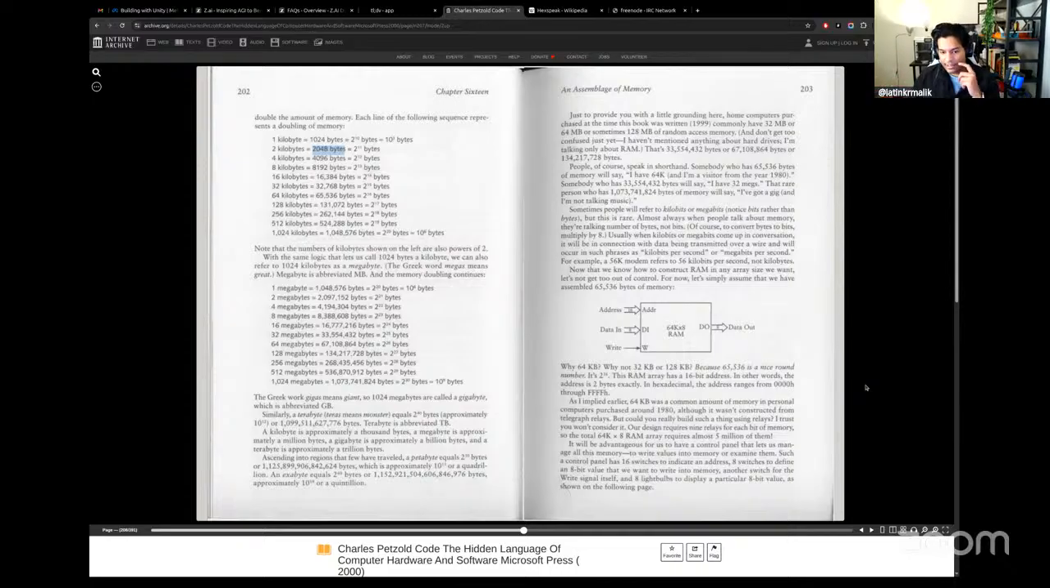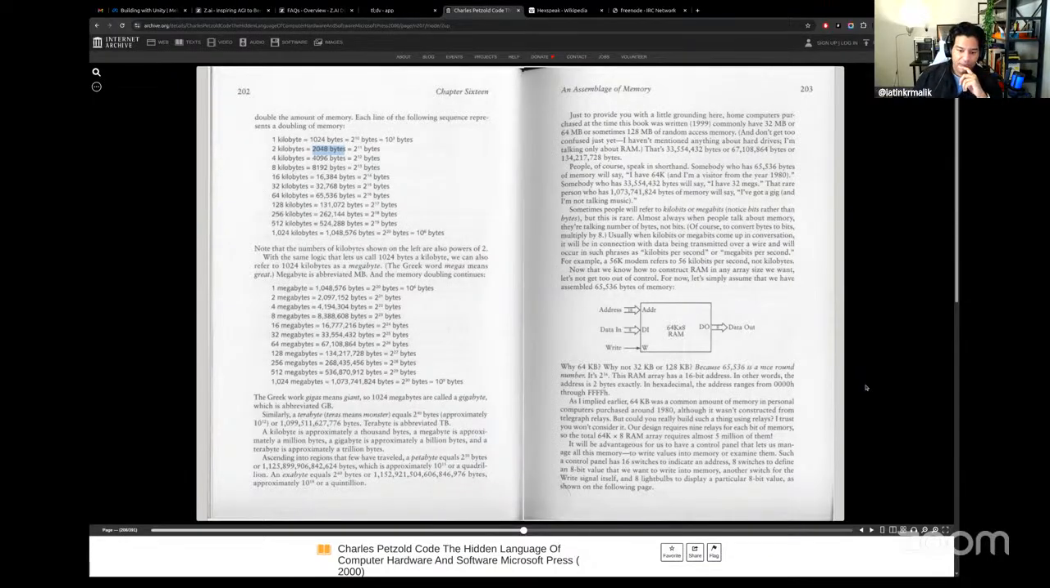As I implied earlier, 64 KB was a common amount of memory in personal computers purchased around 1980. Although it wasn't constructed from telegraph relays, could you really build such a thing using relays? Because we know by the 1980s we had ICs, and the whole electromechanical thing was left behind with electronics. I trust you won't consider it. Our design requires 9 relays for each bit of memory, so a total 64K by 8 RAM array would require almost 5 million of them.